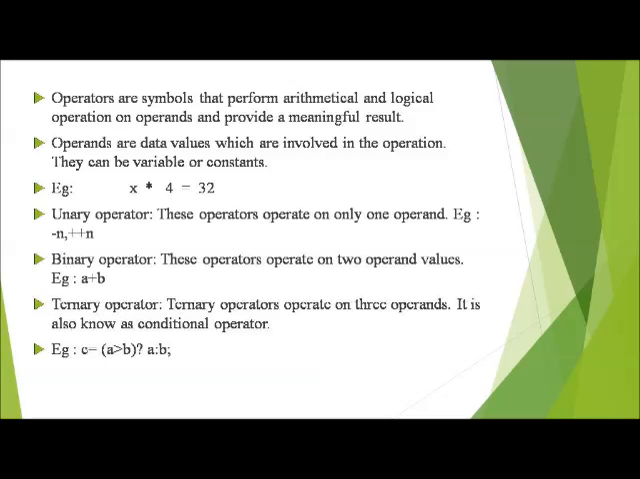Unary operator: these operators operate on only one operand. For example, -n, +n. Binary operator: these operators operate on two operand values. For example, a + b.